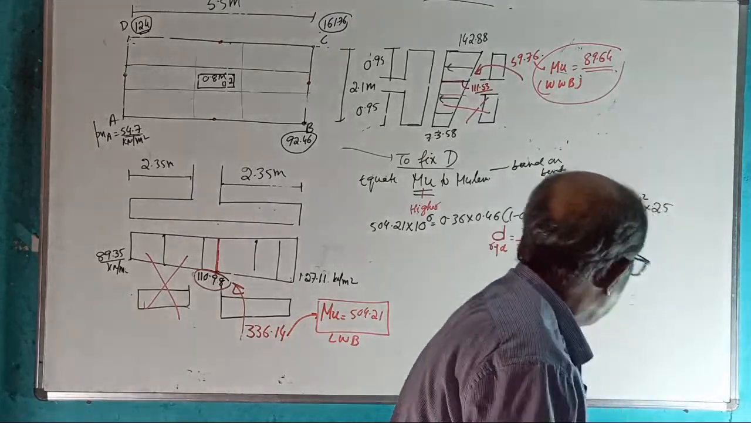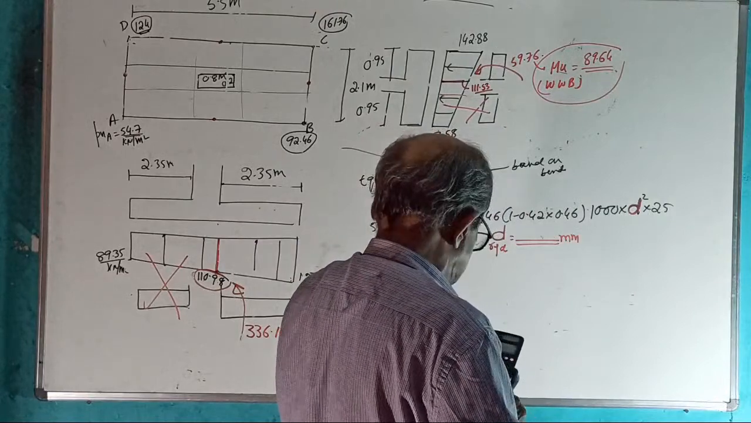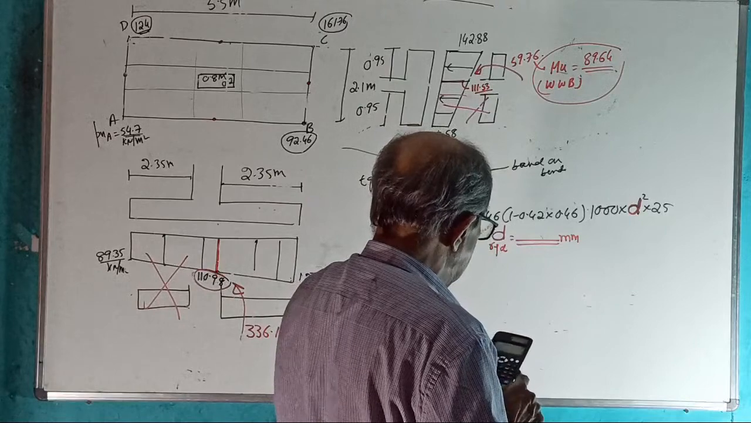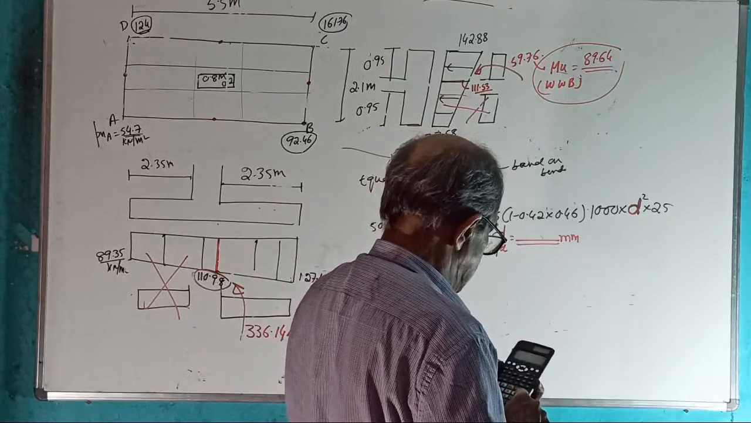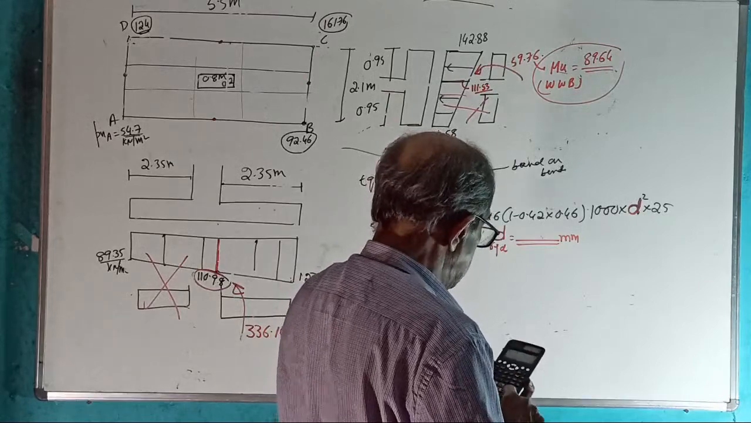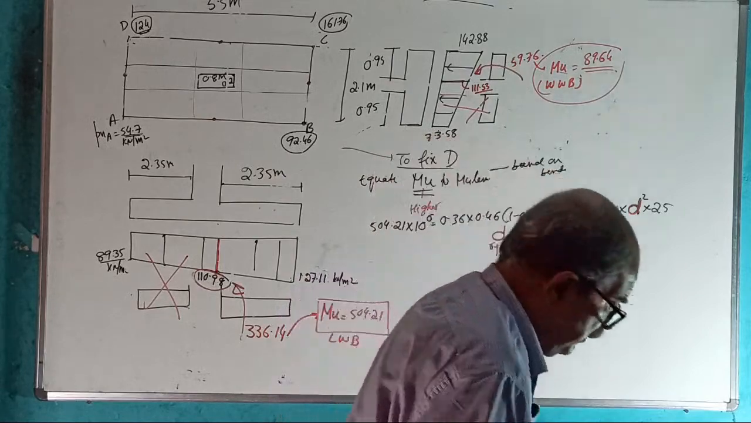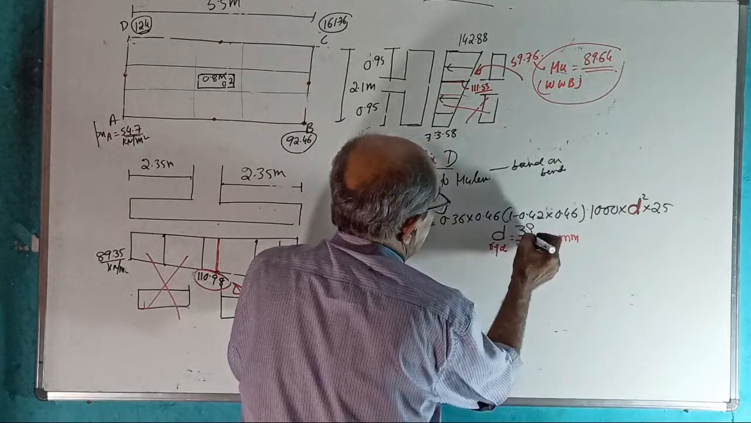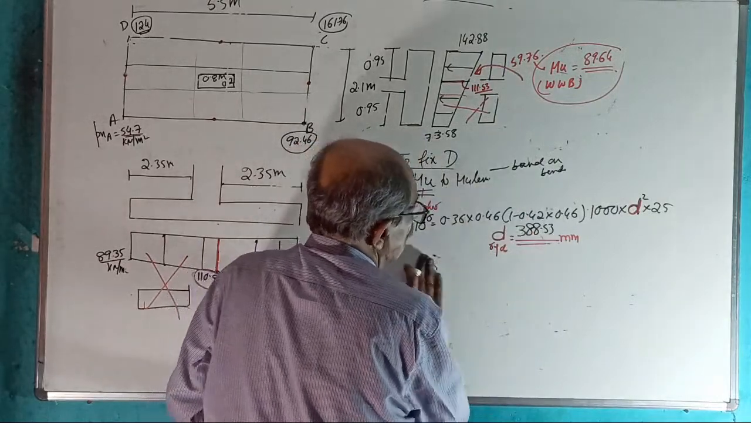What is the d required for lengthwise bending? 504.21, divided by 0.36 xu max by d, into bracket 1 minus 0.42 xu max by d, divided by 25, divided by 1000, equal to root of the answer. I got 388.53. Therefore, now do one thing.